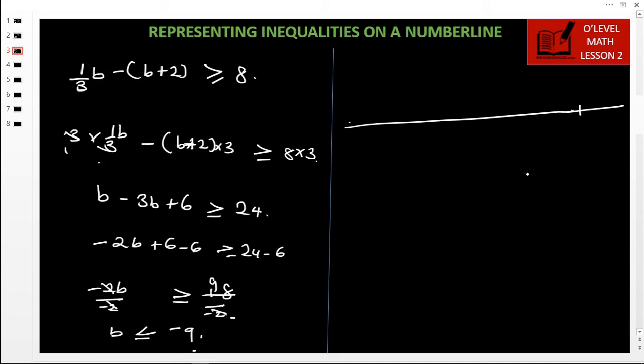So because it is less than, any number less than the boundary point. We look at 0, then 1, 2, to positive infinity, then negative 1, negative 2, negative 3, negative 4, negative 5, negative 6, negative 7, negative 8, negative 9, negative 10. So our boundary point is negative 9. It is inclusive, so we shade it. So b is less than or equal to negative 9, so the numbers that are less than negative 9, like negative 10, go like this to negative infinity, and this side is positive infinity.